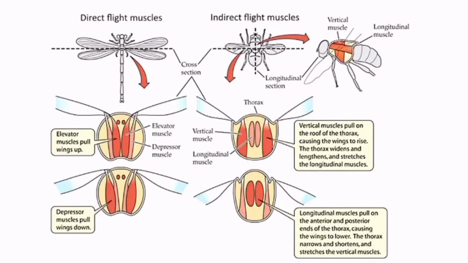When the longitudinal muscles are contracted, they pull on the anterior and posterior ends of the thorax, causing the wings to lower. The thorax narrows and shortens and stretches the vertical muscles.